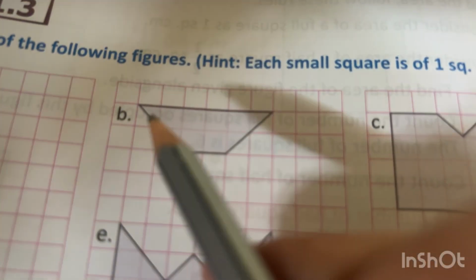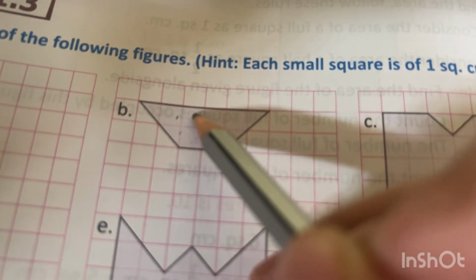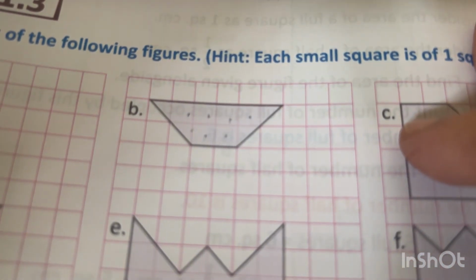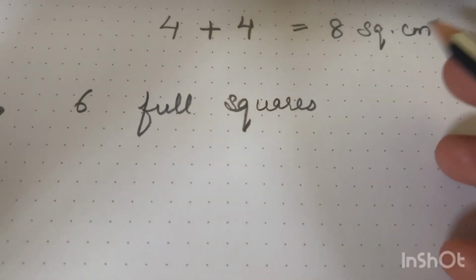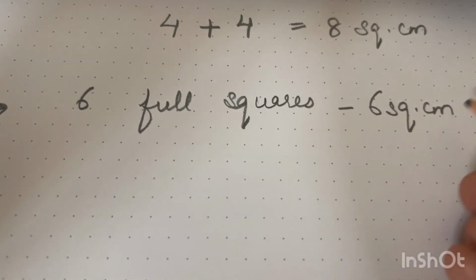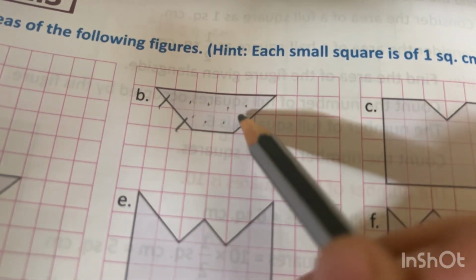Let's take one more example for you to understand better. Again we are taking a shape which has some full squares and some half squares. First of all, let us count the full squares: 1, 2, 3, 4, 5 and 6. Let us write here 6 full squares. So their area will be 6 square centimeter. Let's count half squares: 1, 2, 3 and 4.